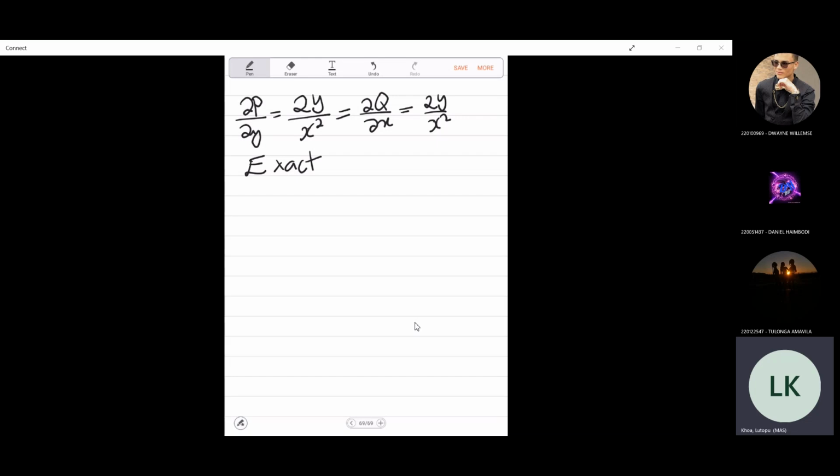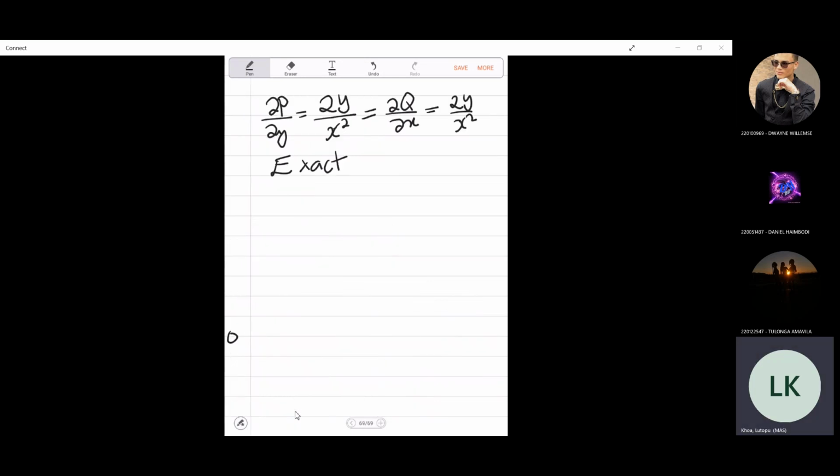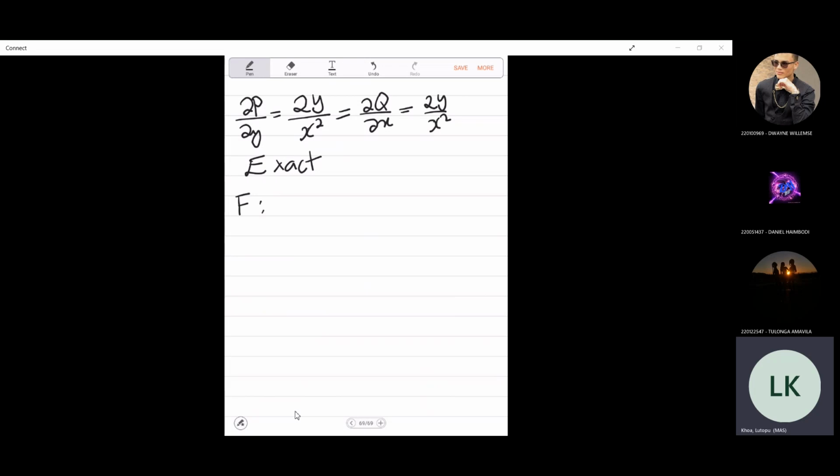So now that we have an exact differential equation, we proceed as we have always done. Either you integrate p with respect to x or q with respect to y. Here again, I think it's easier to integrate q with respect to y. Not that much easier, but anyway, that's my preference. So our function f is the integral of q dy. This is the integral of minus 2y over x dy, and this is equal to minus y squared over x. And then we add a function of x.